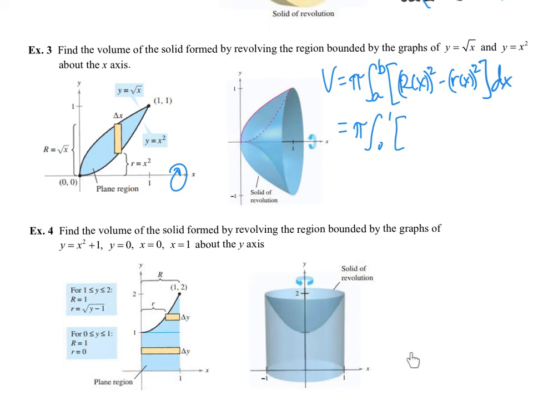So the integral from 0 to 1 of, now, what is the outer radius? The outer radius would be this capital R, which would be these function values, the square root of x. So this y equals the square root of x is how we get our outer radius. So we're going to take the square root of x squared and then minus the inner radius. Well, the inner radius is these function values. And how do we get these function values? We use y equals x squared. So our little r is just x squared. So we're going to take x squared, and we're going to square that. Close the brackets, and don't forget your dx.